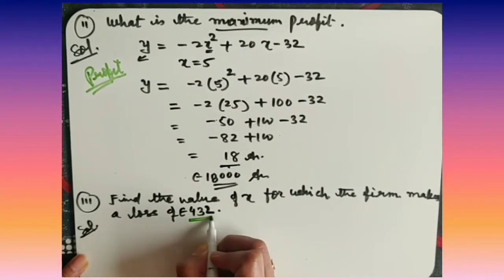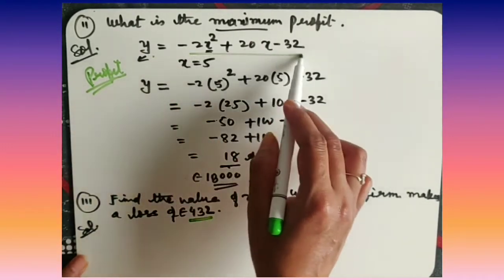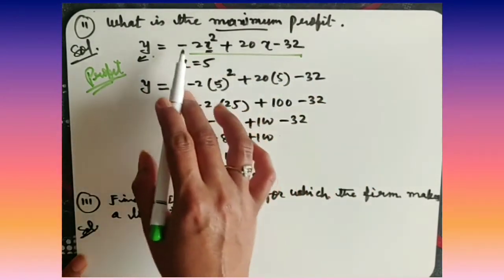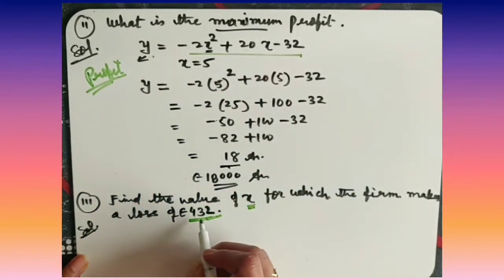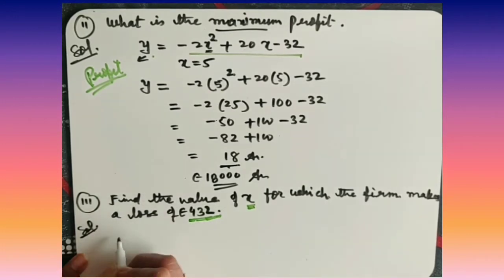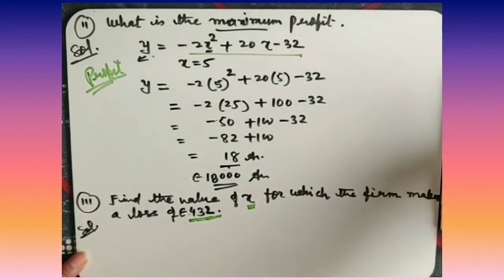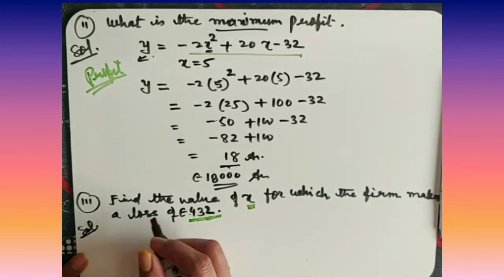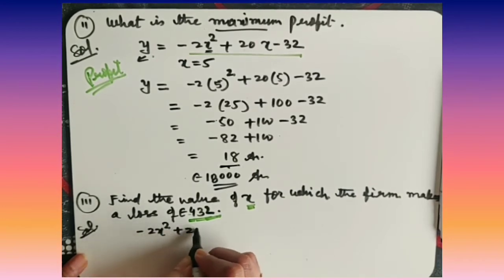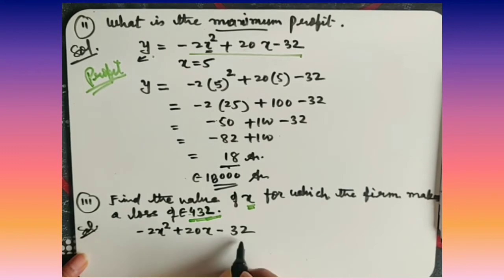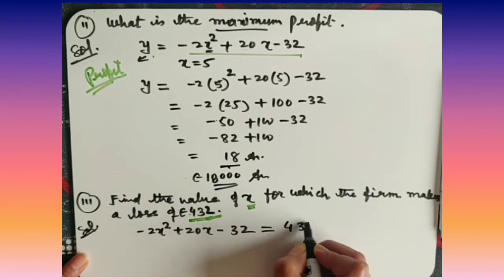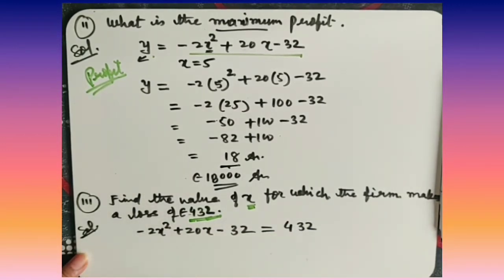A loss of 432 means our profit function is this one, and we need to find the value of x for which this profit function makes a loss of 432 euro. Here it can be euro, rupees, dollar or pound, whatever you want to add. Write down the profit function: minus 2x squared plus 20x minus 32. This is the profit, but we have a loss here, so equate it to minus 432 and find the value of x.